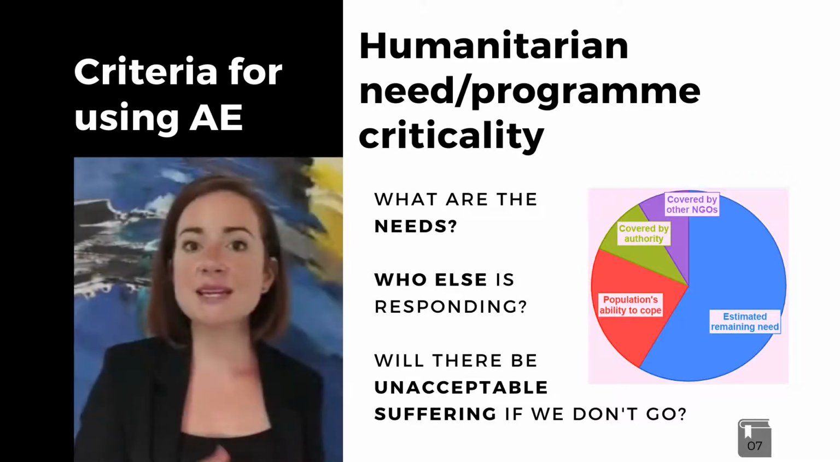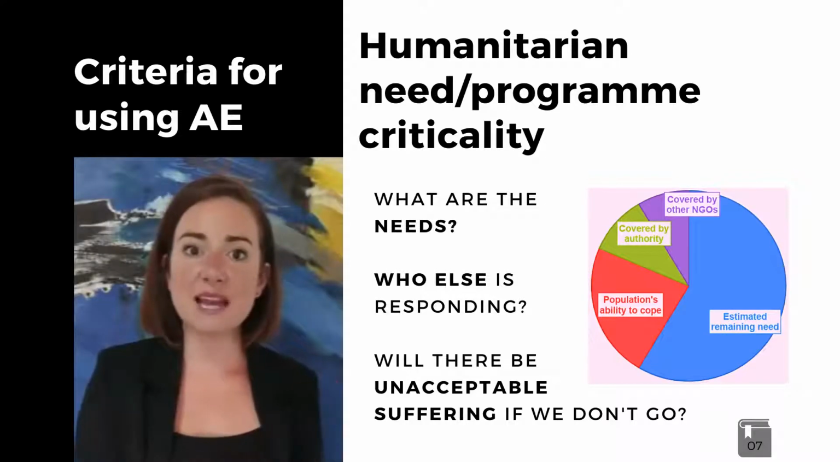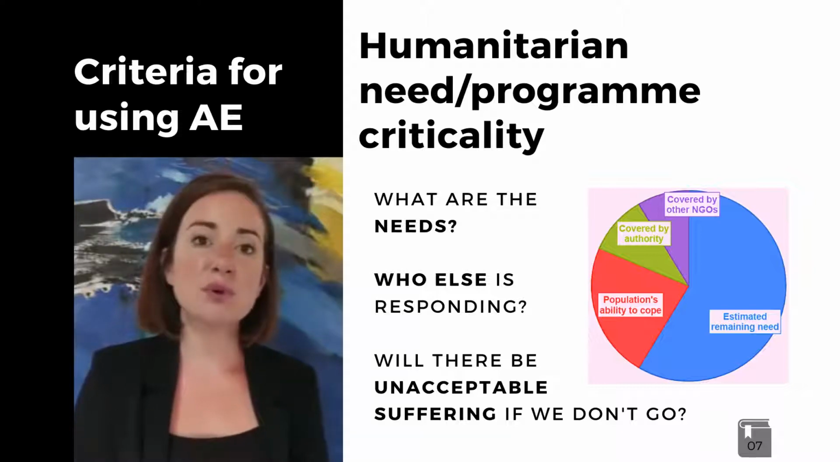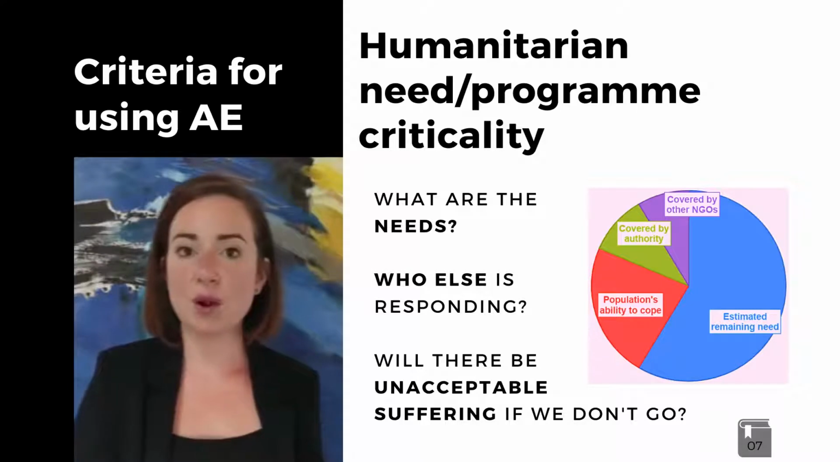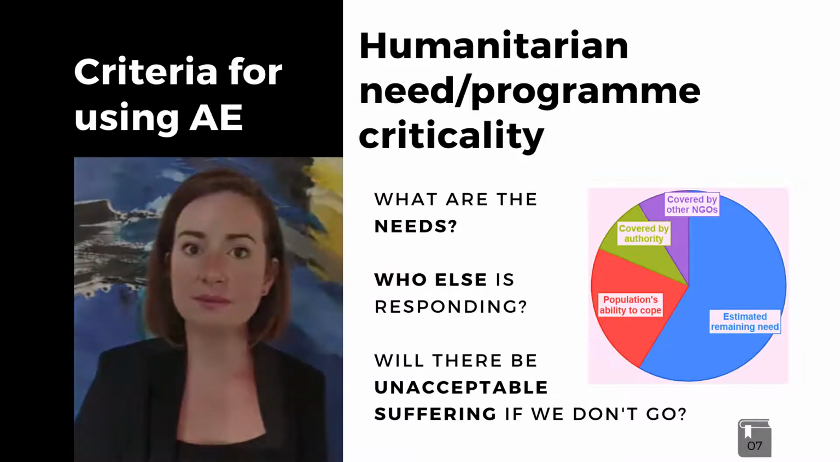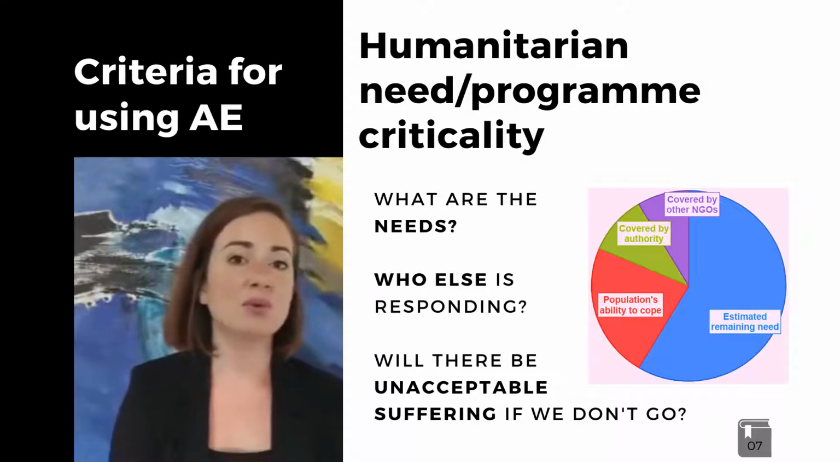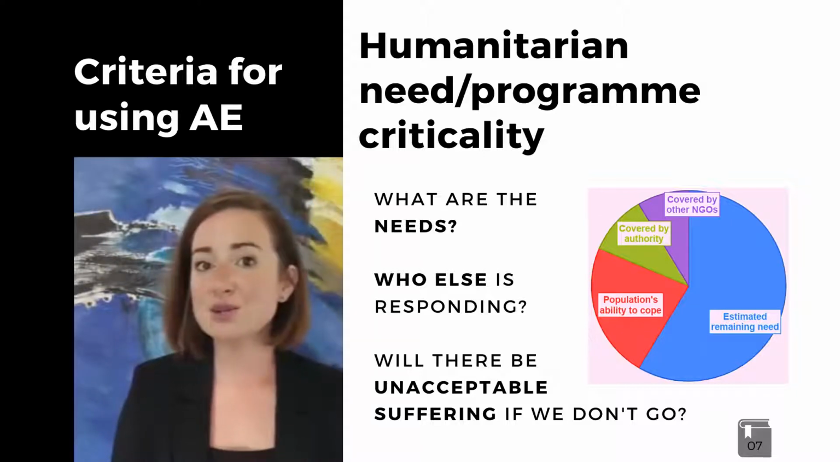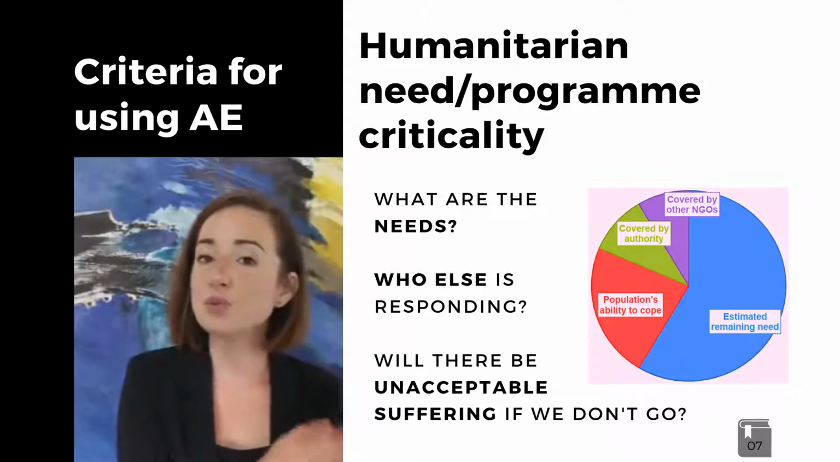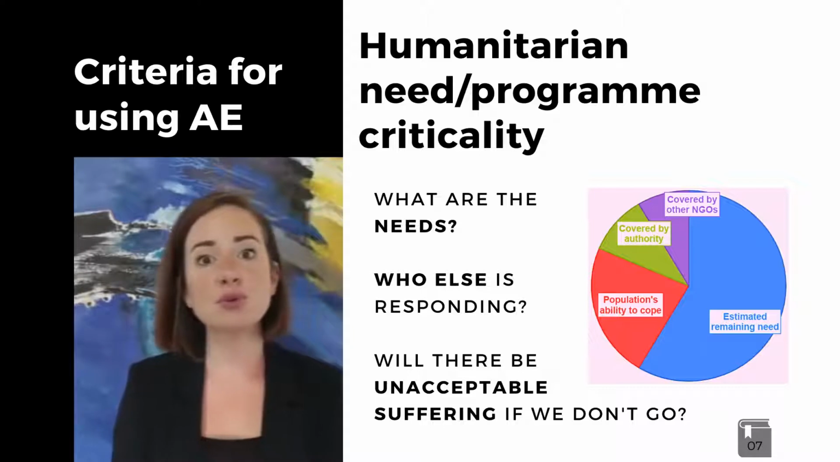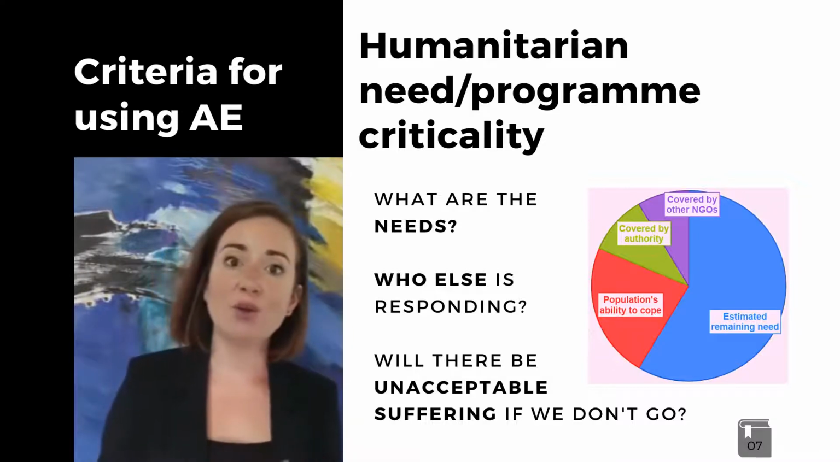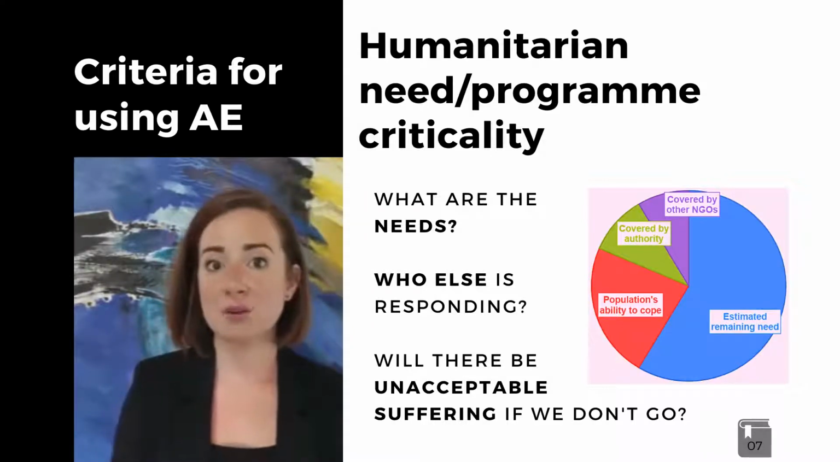So humanitarian need and program criticality are combined together in one criterion. First, we're going to look at the humanitarian need side, and then we're going to address what is program criticality. In order to answer the question of humanitarian need and program criticality, you're really asking two questions. Number one, is it really essential that we go? And number two, is the risk of not going greater than the risk of going with an armed escort?